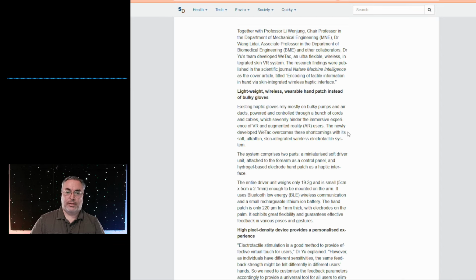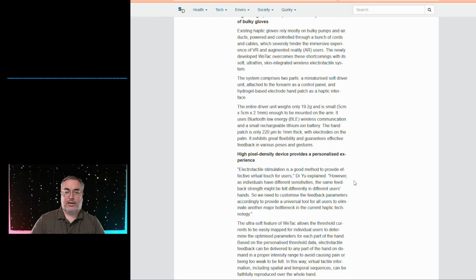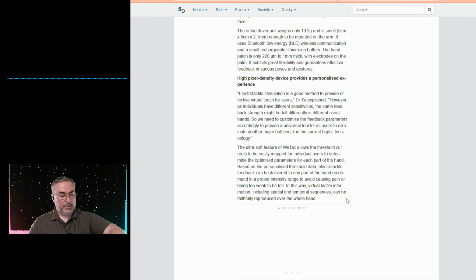So yeah, historically there have been bulky haptic gloves with a lot of mechanization. It was just unwieldy and drained itself of a lot of power or had to be plugged in. So they talk about high pixel density to provide a personalized experience. Electrotactile stimulation is a good method to provide effective virtual touch to users. However, as individuals have different sensitivities, the same feedback strength might be felt differently for different people. So the idea here is we could make this into a haptic suit. And if you ramp up the haptic feedback, you could simulate a punch or a gentle touch. You could simulate somebody grabbing you because you could contract or cause vibration.